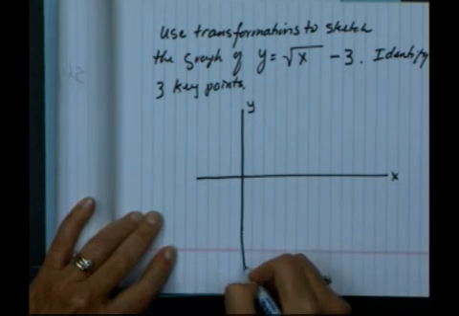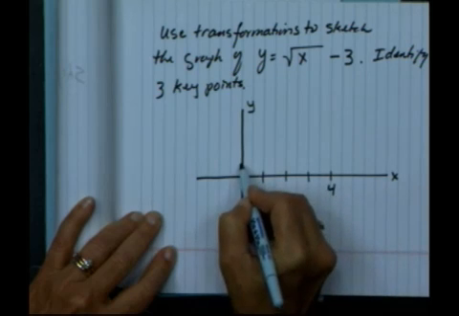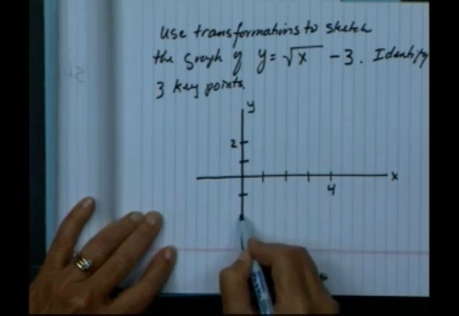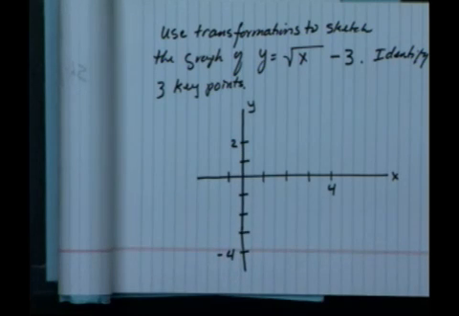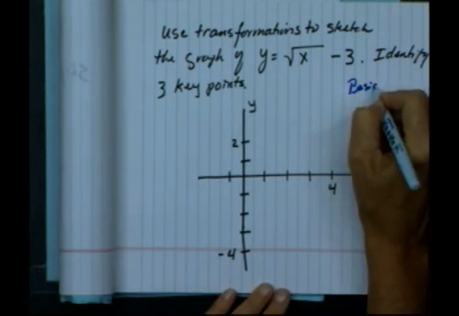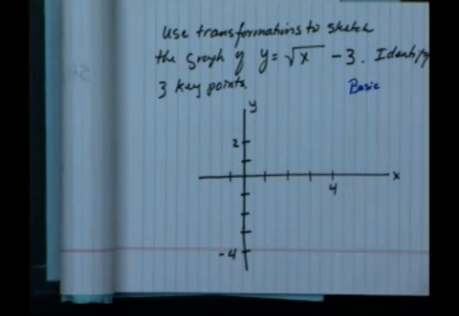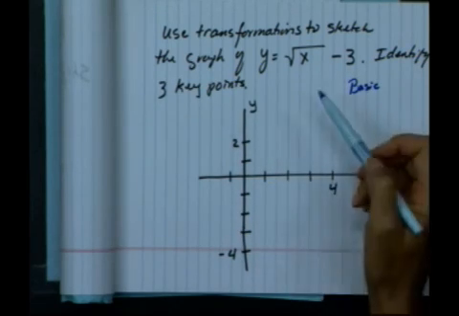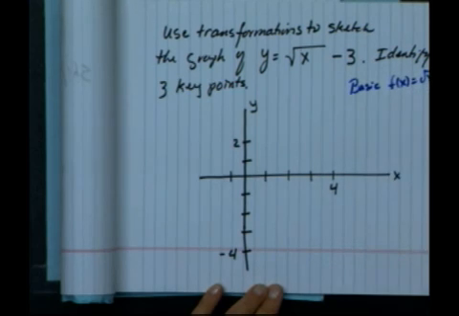Try to be good with your units. All right, so we're going to analyze this and we're going to know exactly what we're going to do. What is the basic library function that we studied last time that looks like what's in this new function? What's the basic function you've already learned? Square root of x. So we're going to look at f of x equals square root of x.